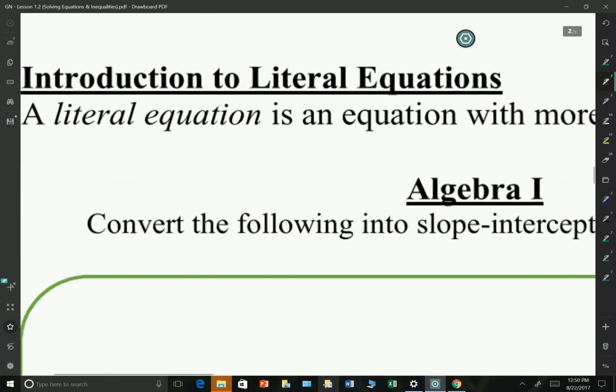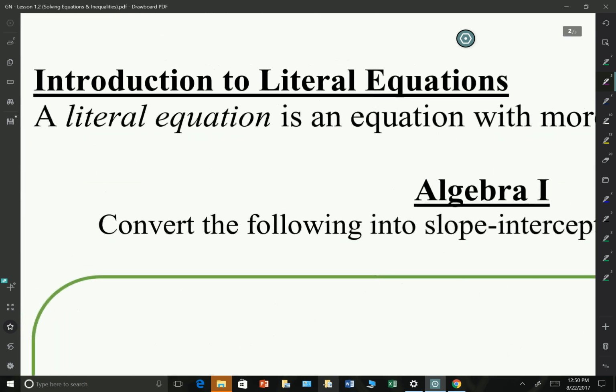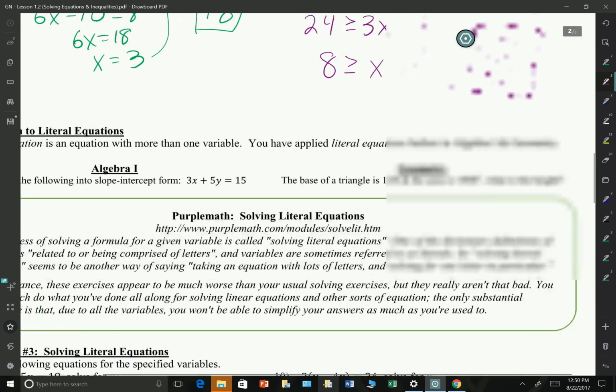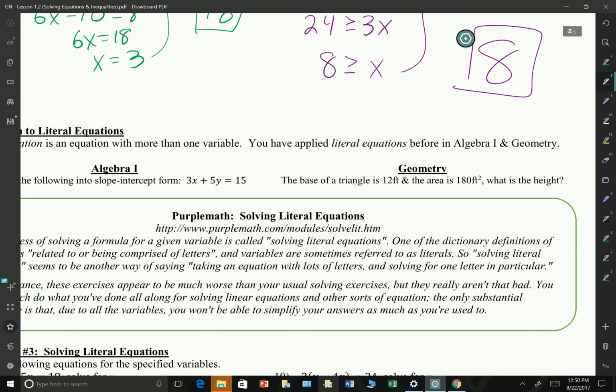Literal equations. Just really an equation with more than one variable. In Algebra 1, you're used to it with slope-intercept form. Solve and graph is what you did in slope-intercept form. In geometry, you're used to it with a bunch of formulas. You have base, height, circumference, radius, diameter.